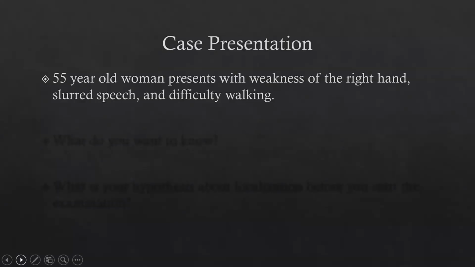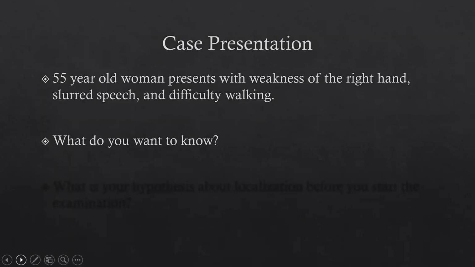Okay, so we move on to case 3, which is a 55-year-old woman presenting with weakness of the right hand, slurred speech, and difficulty walking. So again, what do you want to know? I've emphasized this point that when you have a scenario like this, you want to go into the HPI and ask as many questions as possible to help you distinguish between upper motor neuron features versus lower motor neuron features, and try to figure out where in the axis these symptoms could fit in.